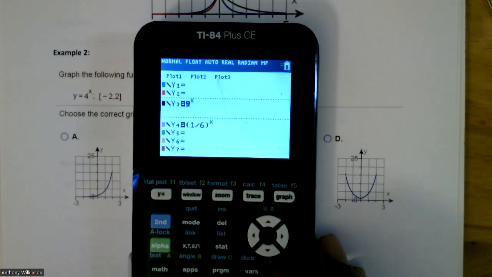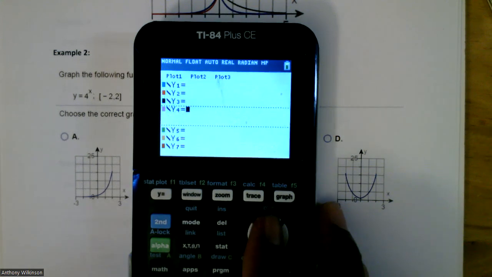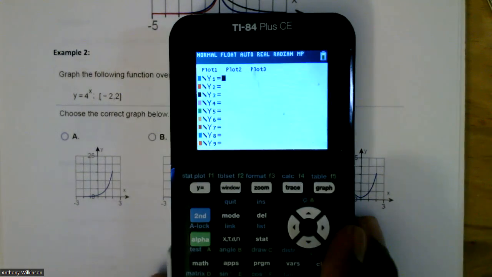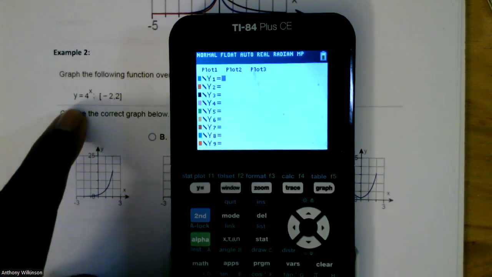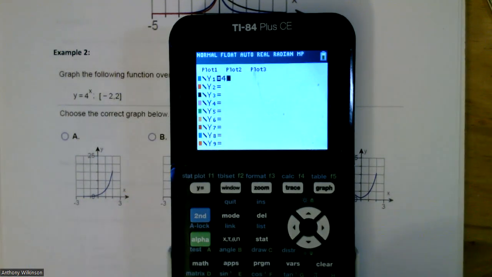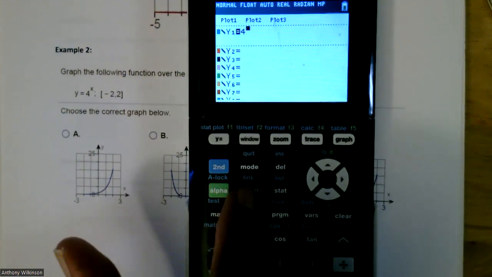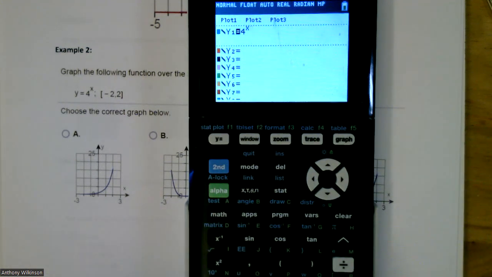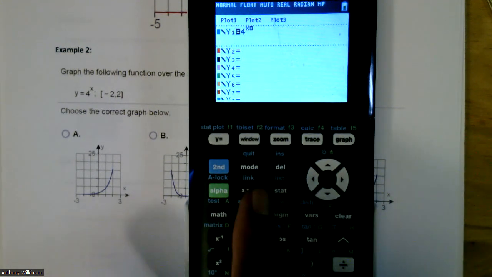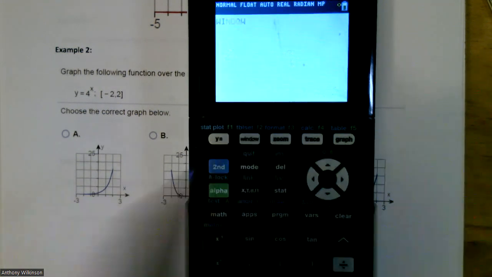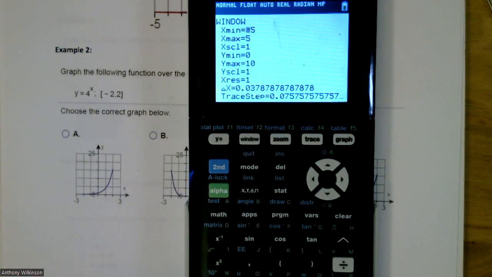Now delete all of these graphs and store that in y1. So here we've got y equal 4 to the x. So we'll just type in the number 4, press the hat key for your exponent, and then press X,T,theta,n for your x. Here's your hat key over here, and then the x. And I'm going to go to window. I'm going to press that button here and change the window.